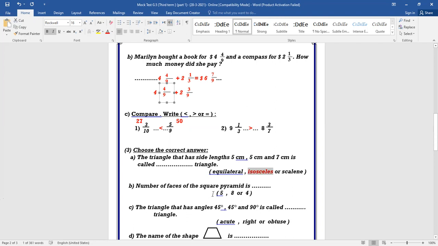Thank you. Number of faces of a square pyramid.